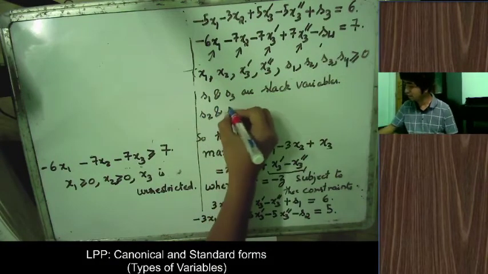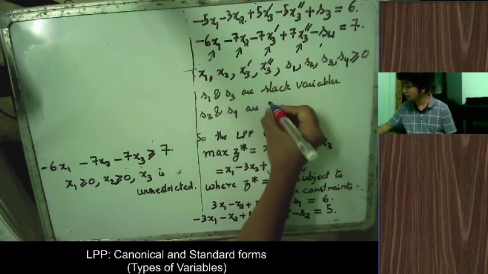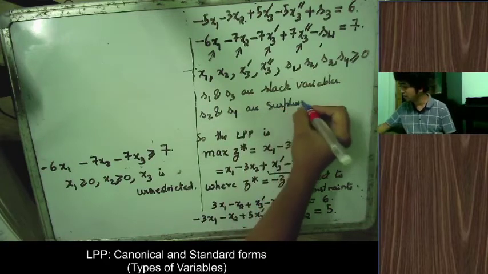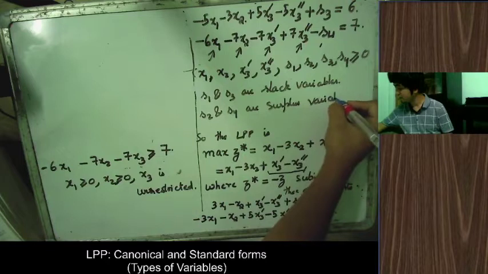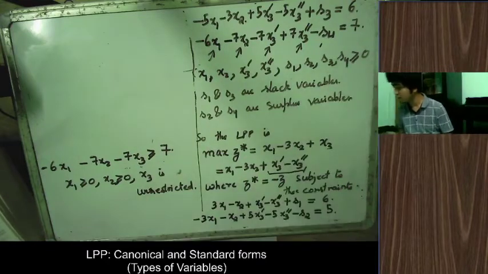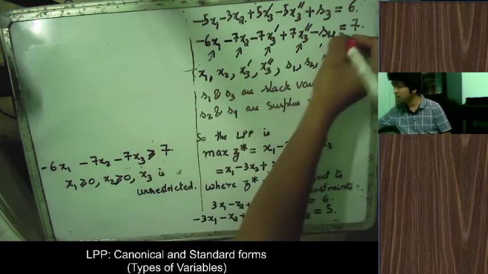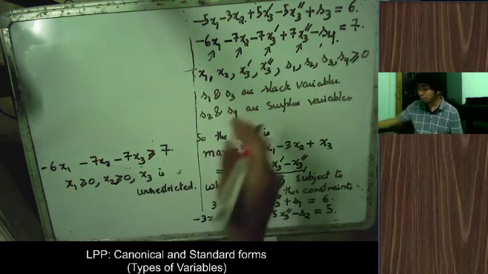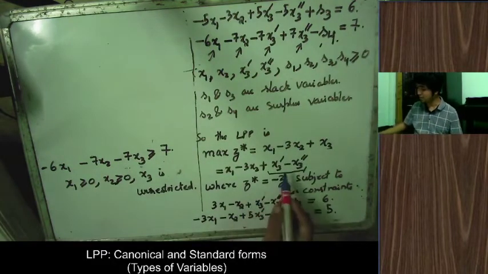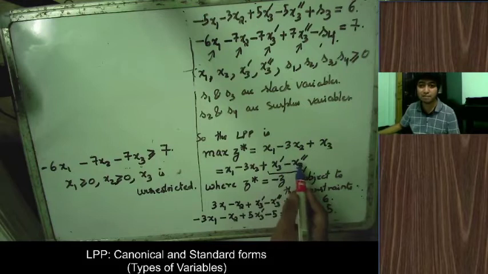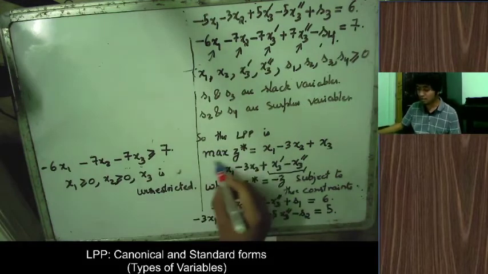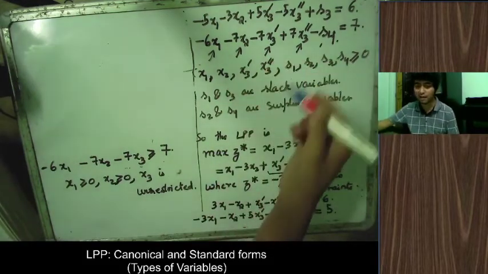S2 and s4, they are surplus variables. Okay, so this is how we do it. But if you remember, I said that you must leave some space over here. Why should you leave some space? Because now the objective function should also contain as many variables.